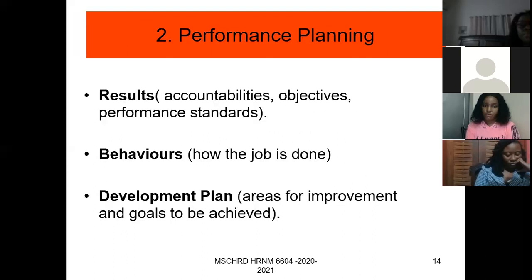So item number 2 on that ladder that you saw before was performance planning. When we speak about performance planning, we have to decide what it is that we want to measure in the system. Are we going to look at the results, meaning the objectives of the employees, the performance standards, their accountabilities? Are we going to look at how the job is done? What are the behaviors we want?